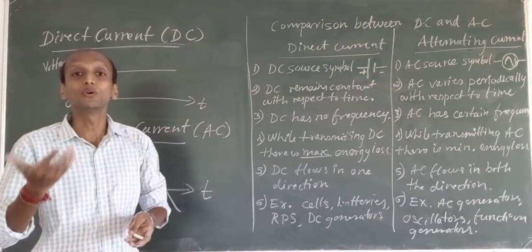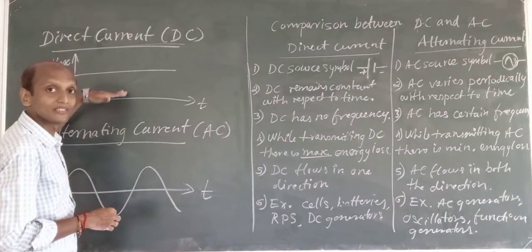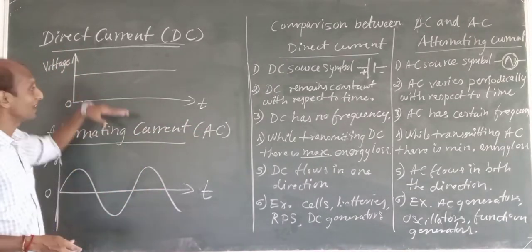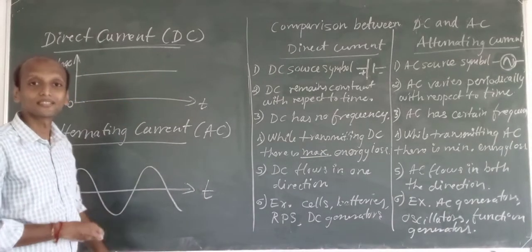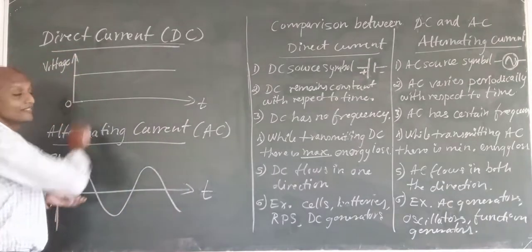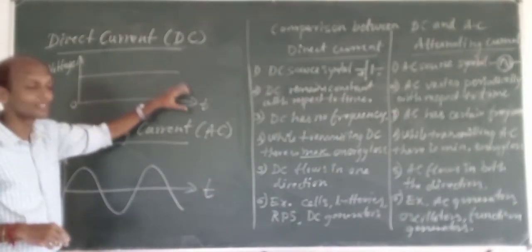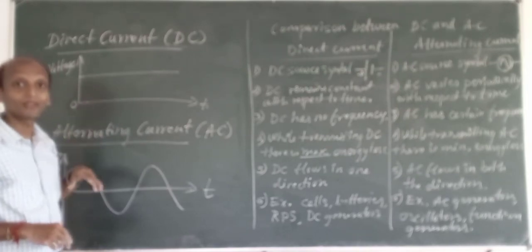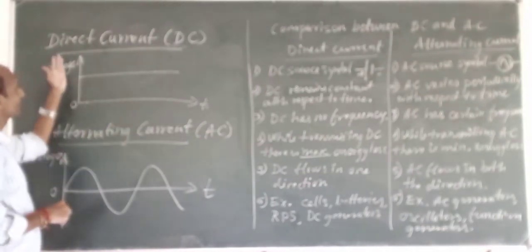A current whose direction and magnitude, or we have current which is flowing in one direction and its magnitude remains constant. A current which flows only in one direction and its magnitude remains constant with respect to time is called direct current, or DC we call it. Okay, direct current. So this is how we will be representing the direct current.